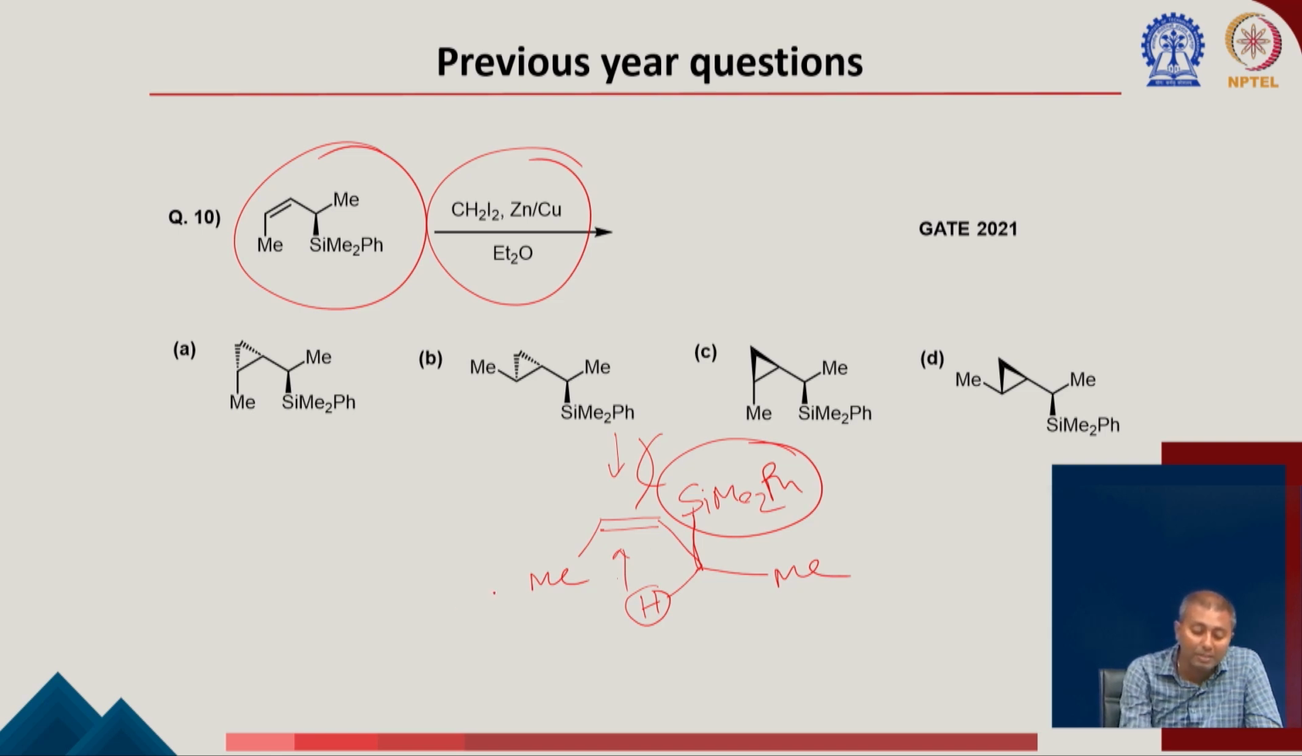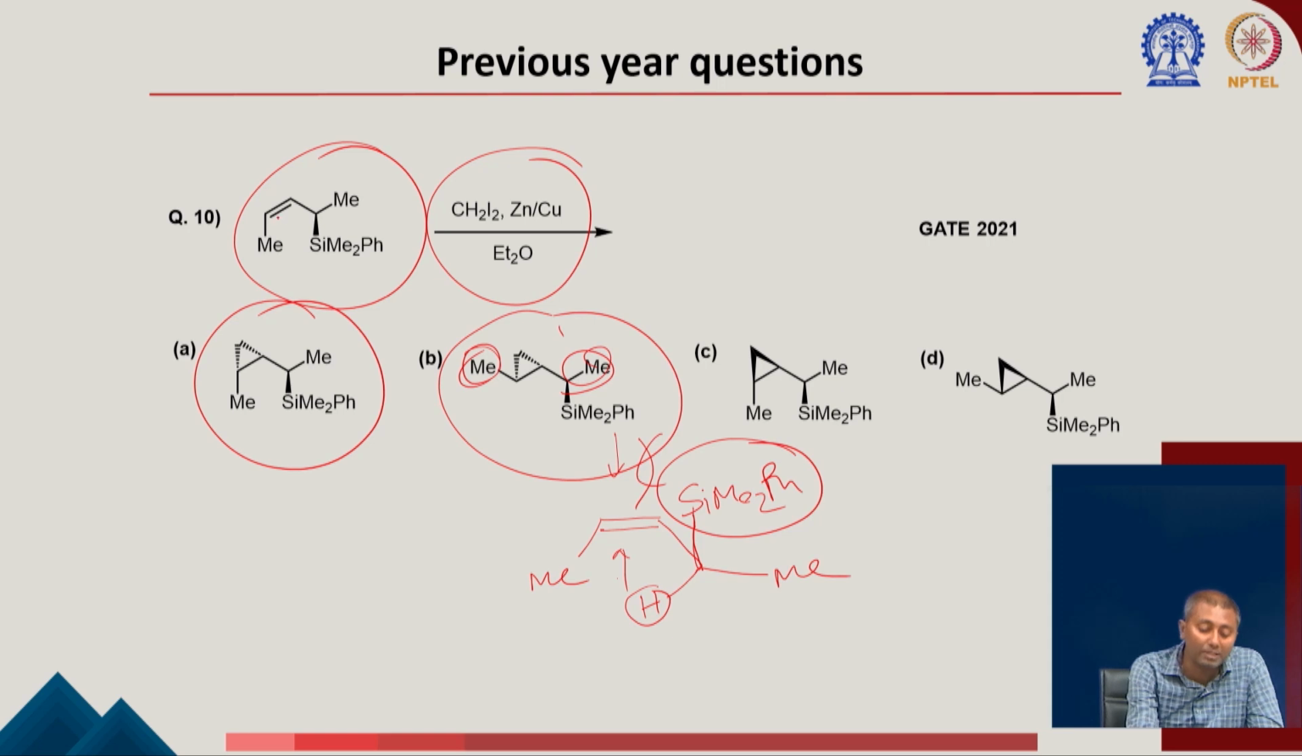Now if you see the example given here, they are also showing that these are the two cases where it is coming from the bottom face, but here it is showing this will be trans. That is not the correct thing. You already started with a Z olefin, so in your product both of these groups will again be on the same side. So option A will be the correct option here.